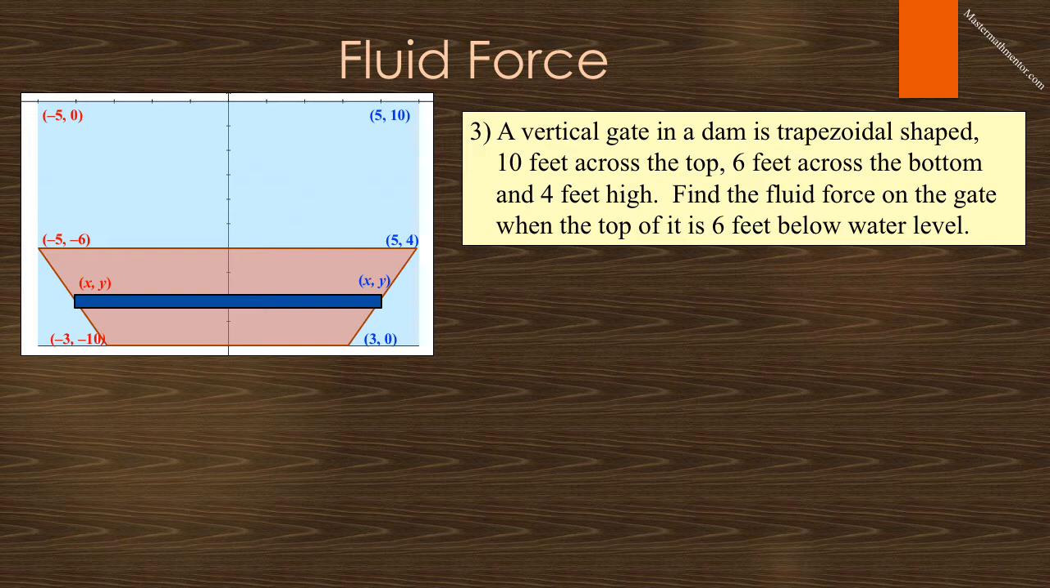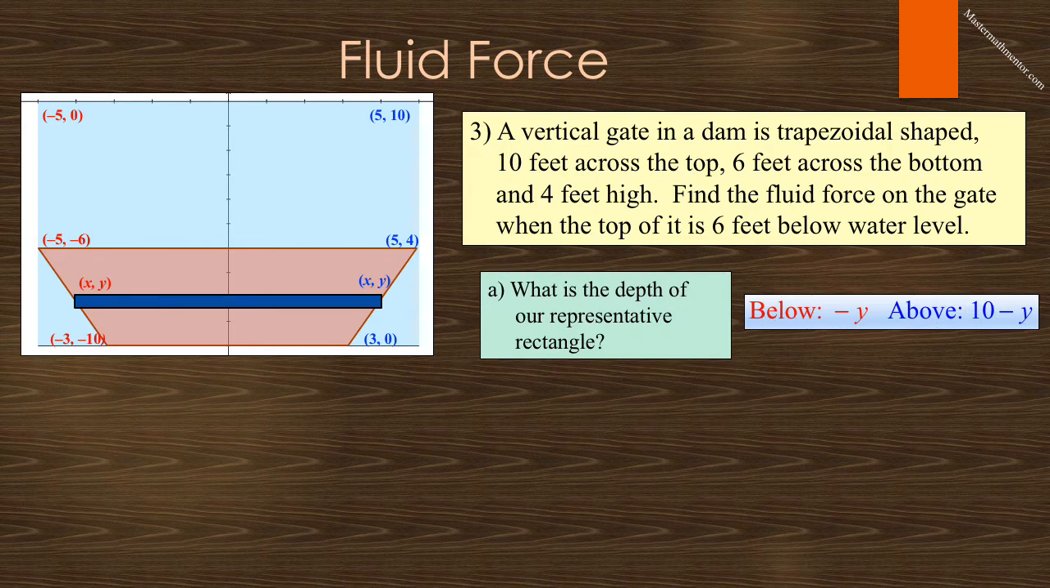If the gate is below the x-axis, then the top of the water is the point (-5, 0). The top of the gate is (-5, -6). The bottom of the gate is (-3, -10). And a representative rectangle is the point (x, y). If we make the gate above the x-axis, then the bottom of the gate is the point (3, 0), the top of the gate is the point (5, 4), the top of the water level is (5, 10), and the representative point on the rectangle will be (x, y).